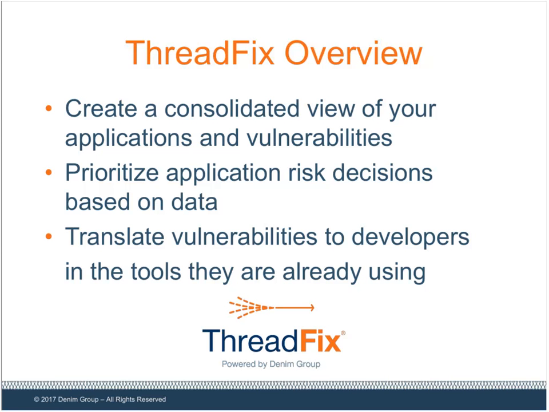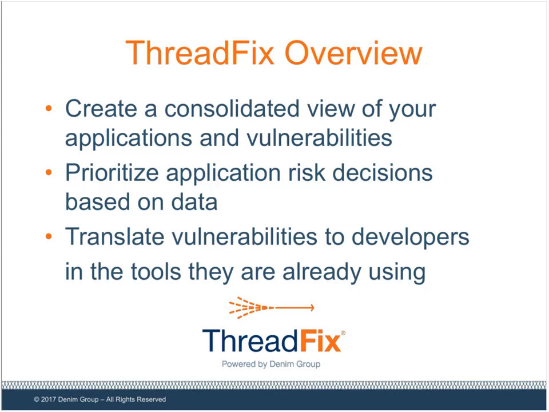The first is to create a consolidated view of the applications in your portfolio and the vulnerabilities you've identified in those applications through a variety of testing activities. Then we want to help you prioritize application risk decisions based on data. We want to make it much easier than it may be right now for your application security teams, your application security managers, to determine what are the vulnerabilities that are most important for us to fix. Again, nobody has the budget they want. Nobody has all the resources they feel like they need. And so you've got to make tough decisions in security. And so with ThreadFix, we try to make making those decisions easier by providing you with the data you can use to prioritize.